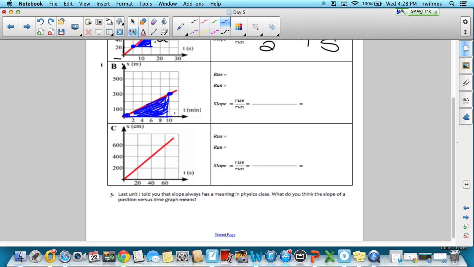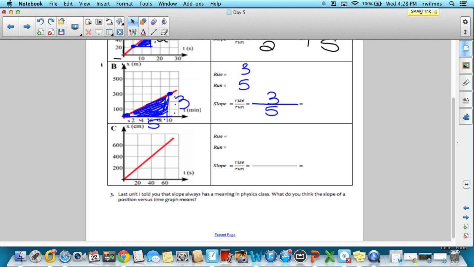It looks to me like 1, 2, 3 boxes up. 1, 2, 3, 4, 5 boxes over. So I've got 3 over 5. All right, so you know we don't like 3 over 5. So I've got to take out my calculator and do 3 divided by 5.